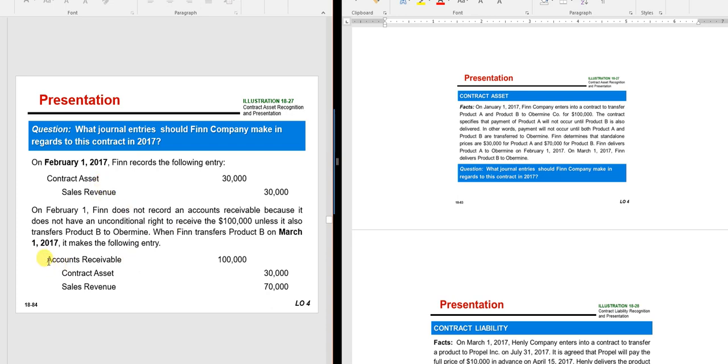So then we debit our accounts receivable on March 1st, record our sales revenue for the separate one, and get your contract asset off your books.